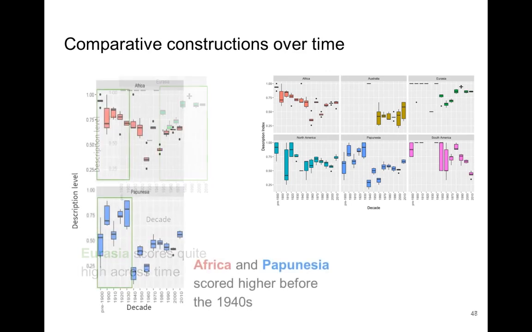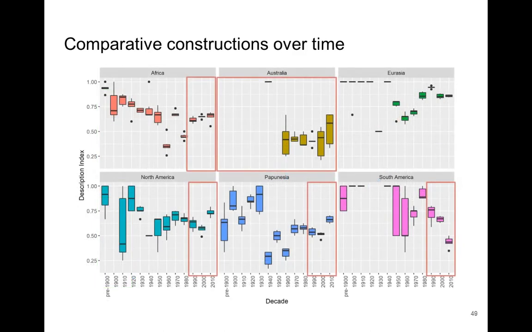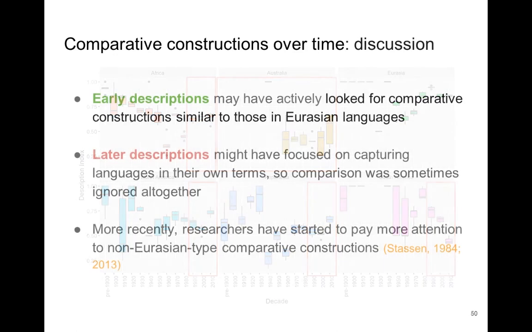In contrast to Eurasia, in Africa and Papuasia, at the top and at the bottom here, comparative constructions had more priority in the early 20th century than after the 1950s. Overall, the description rate has remained quite low in recent years in most parts of the world, although we also see what seems to be increases in Africa, North America, and Papuasia in the 2010s.